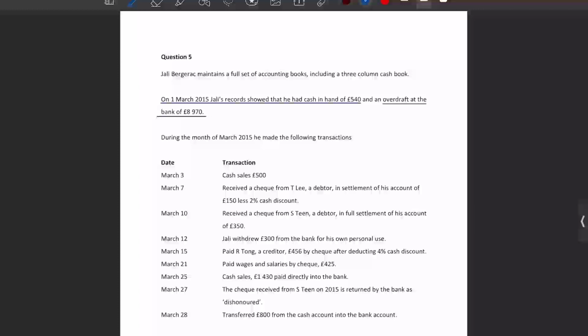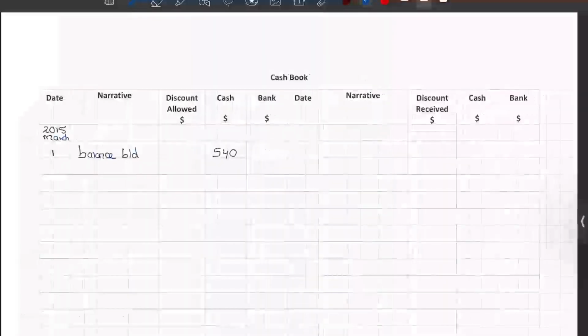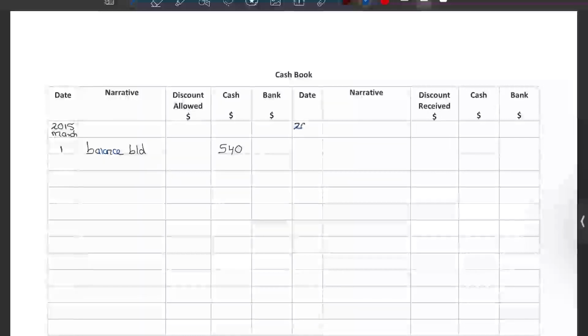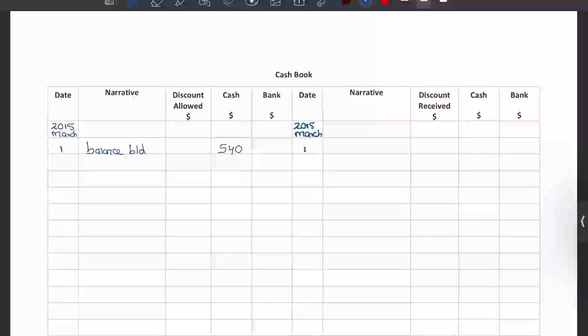8970. If it is a bank overdraft, remember it's a liability. Liability brought down comes on which side? Credit side. Assets will always have a debit balance, but liabilities will always have a credit balance. Shall we enter the date? 2015, March 1st. Enter the balance BD.